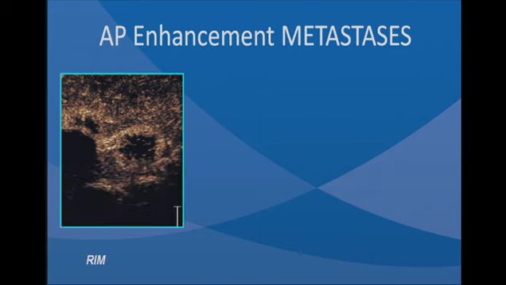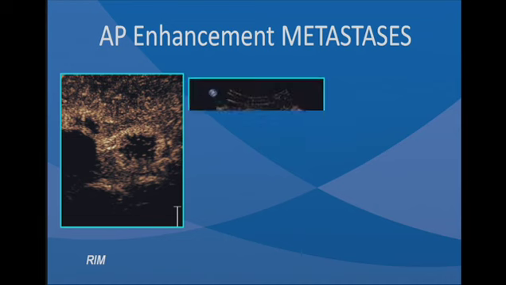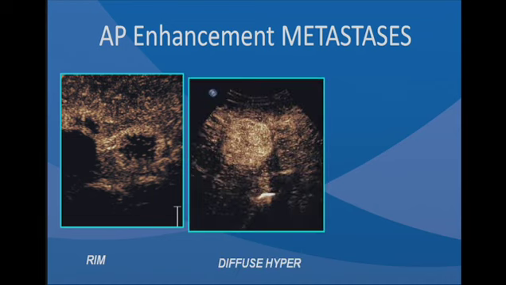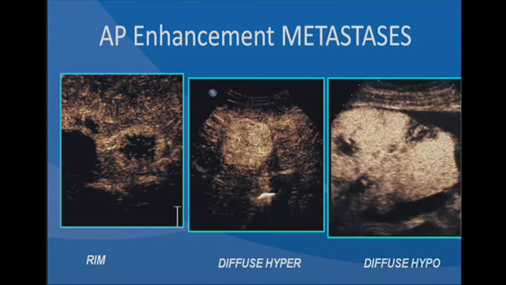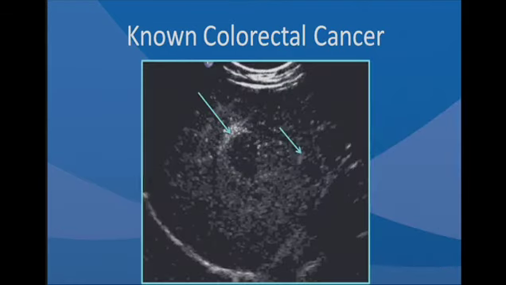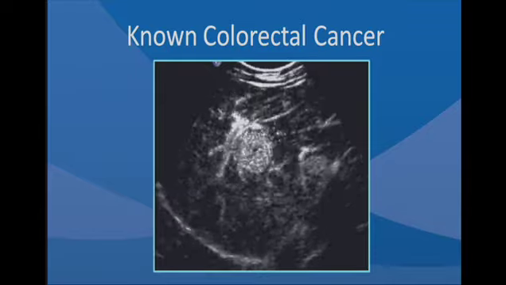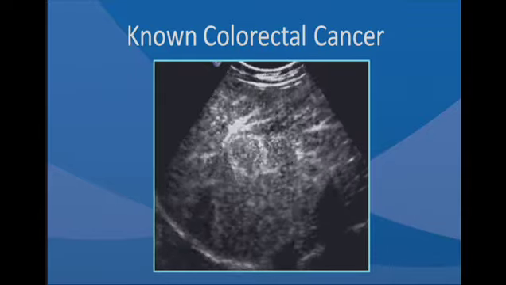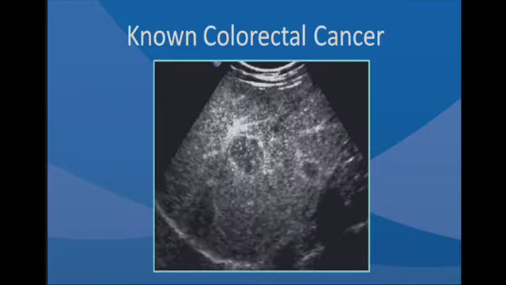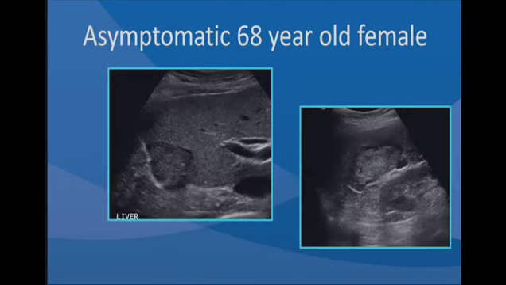So if we look at 3 different patients with malignant tumors, we can see a rim enhancement pattern, we can see diffuse hypervascularity, or we can show diffuse hypovascularity. Regardless, all of these tumors, here we can see 2 hypoechoic masses on the baseline scan, and when we do the CEUS, again, the masses have transient hypervascularity, and then before our eyes, these tumors wash out as the liver begins to enhance. So those are metastatic tumors.